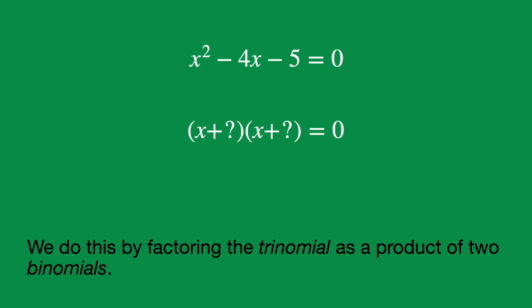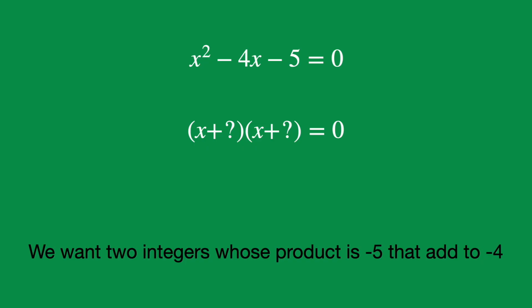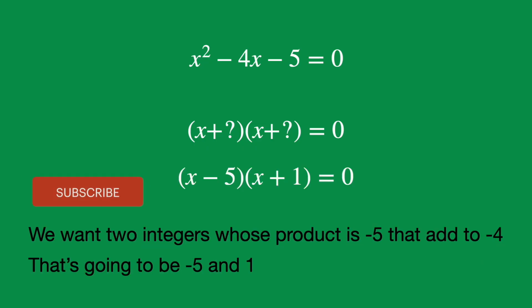The terms are simply the items we're adding and subtracting. So this is a product of x plus something times x plus something. And there's a little bit of guesswork to get it. We want two integers whose product is minus 5 and that add to minus 4. But there are only two that work, and that's minus 5 and 1.